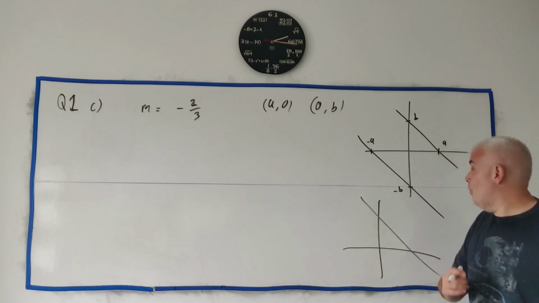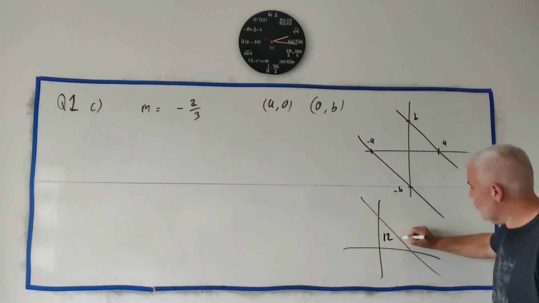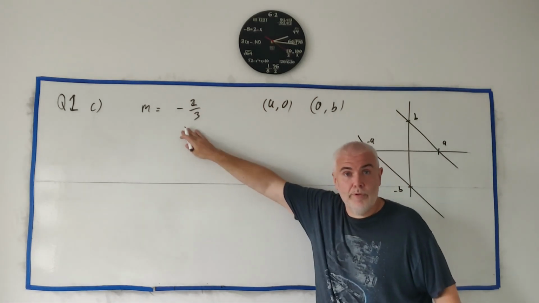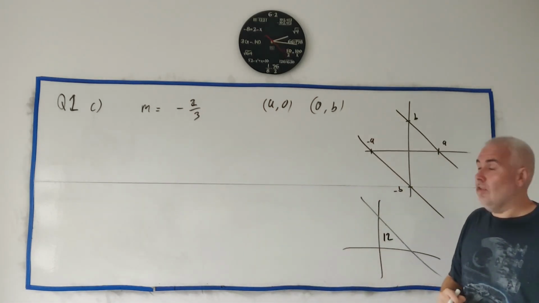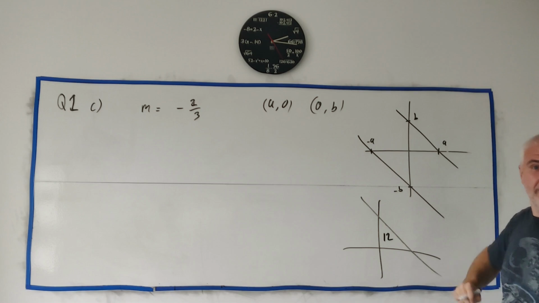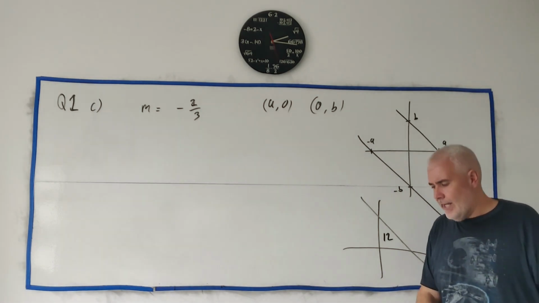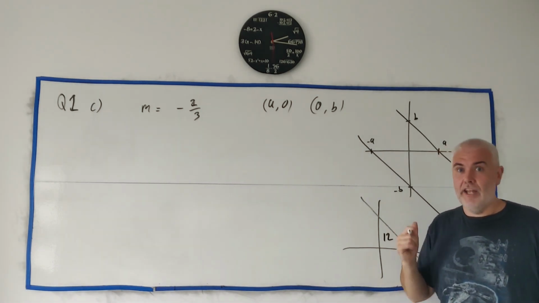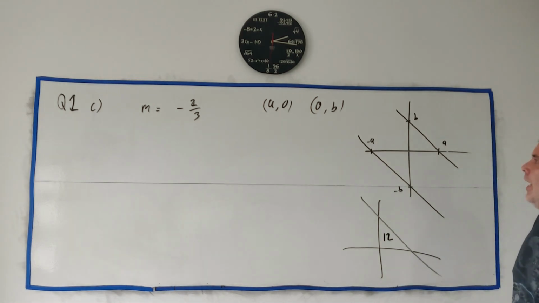They really give you 2 bits of information. They tell you an area is 12 and they tell you the slope. With 2 bits of information, we're missing 2 bits of information. We can usually solve things. Give us 2 bits of information, we can find 2 bits of information.